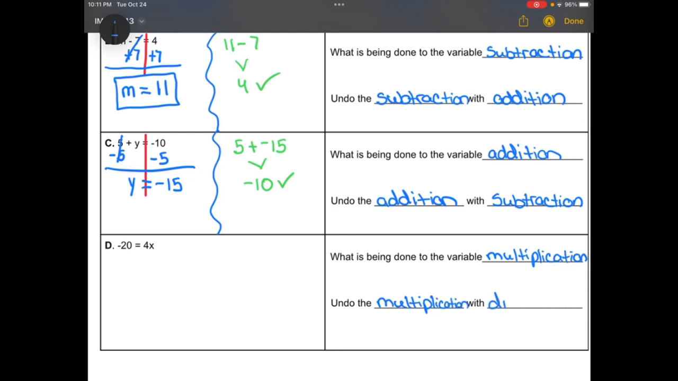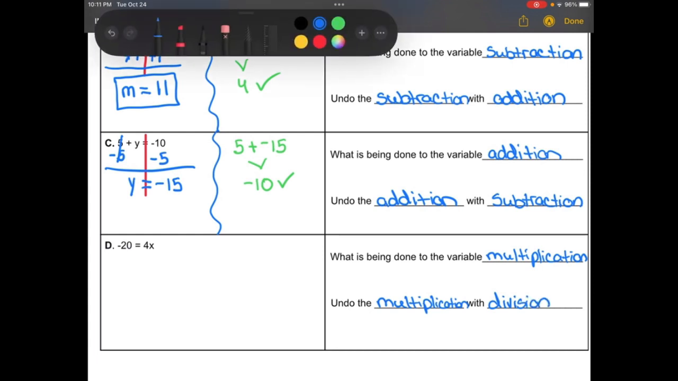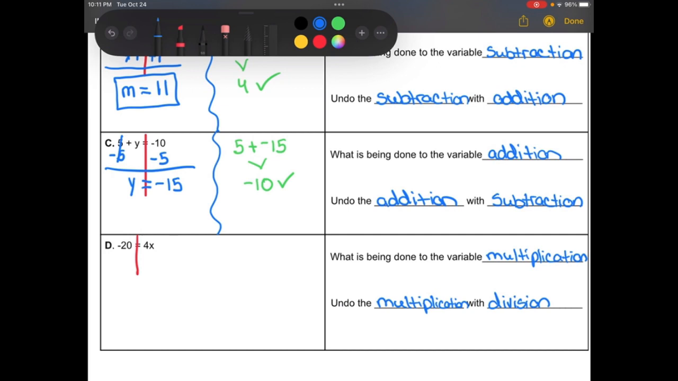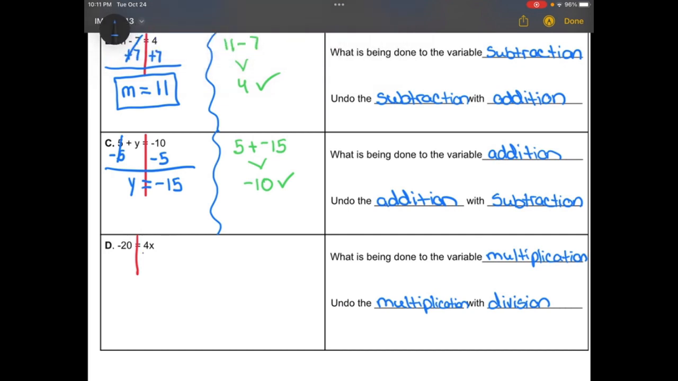With division. So again, I'm going to draw my line down my equal sign, and the 4 is being multiplied to the x, so I'm going to divide by 4. Golden rule again: what you do to one side, you have to do to the other. So if I divide one side by 4, then I have to divide the other side by 4.